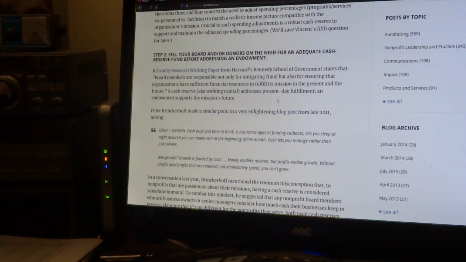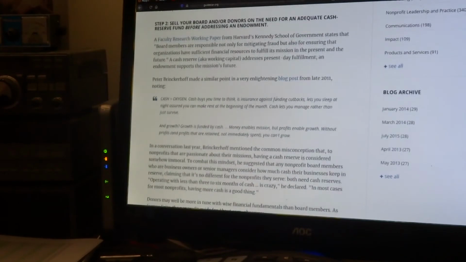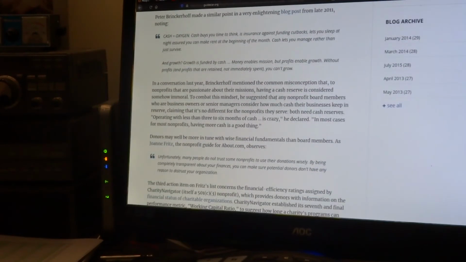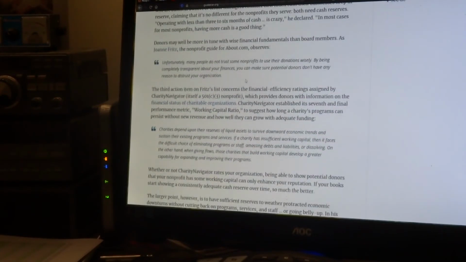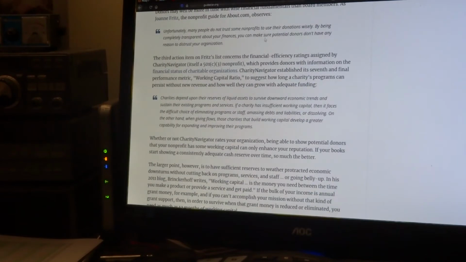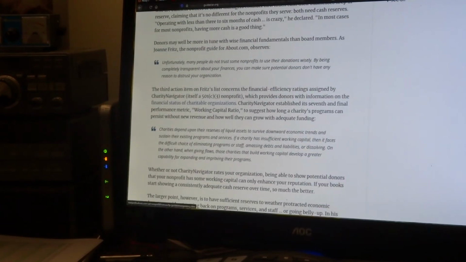So they make the push that you should have a cash reserve, thinking along the same time that you're having endowment thoughts. And it talks about that a little bit. I'll just try to point out a few things on this website.